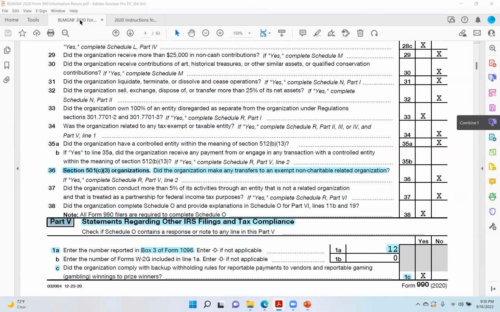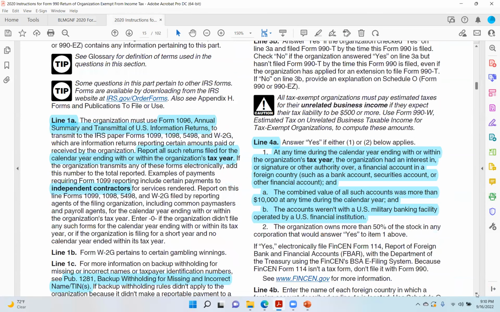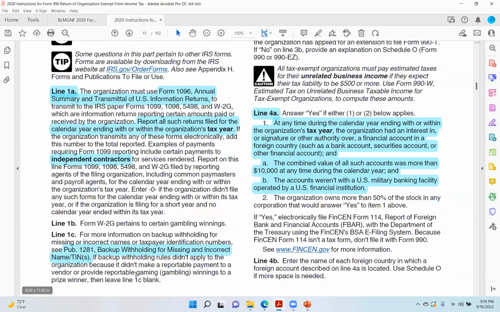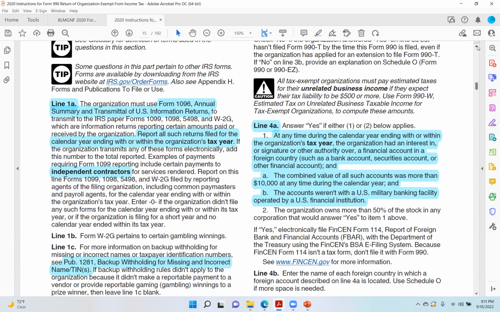So if I go back to my instructions, we can look at what that particular line means. So line 1C, it says, for more information on backup withholding for missing or incorrect names or taxpayer identification numbers, see publication 1281, backup withholding for missing and incorrect names or tax identification numbers. So that's a red flag because why would you have missing and incorrect names for information pertaining to withholdings?